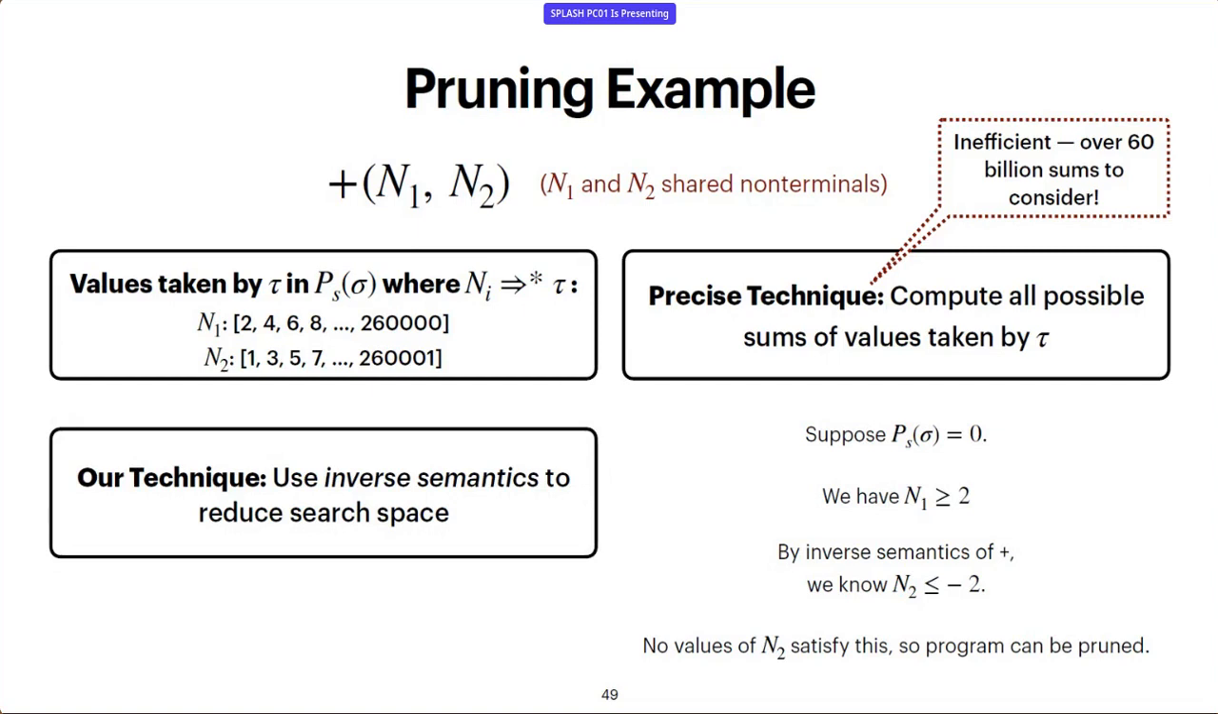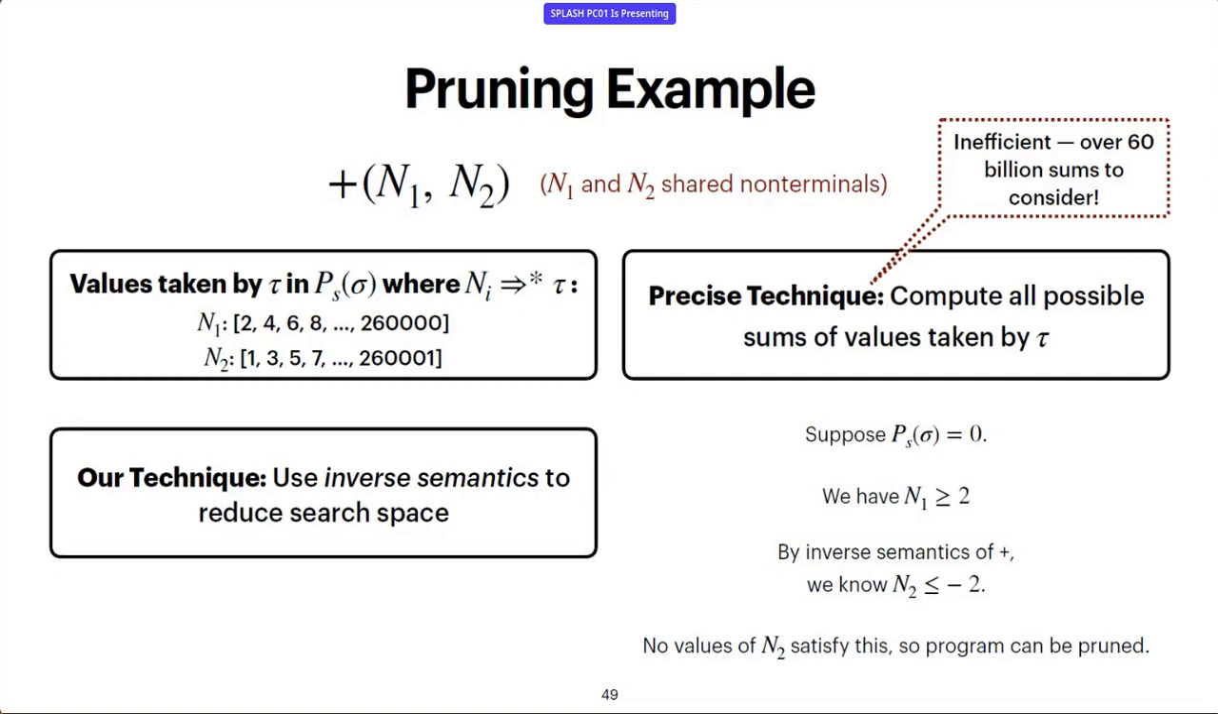So what do I mean by this? On the right, you can see a simple example walking through how this would work. Suppose that for some input sigma, we know that our source program produces the output 0. By looking at the list of values for n1, we can see that they are all greater than or equal to 2. Using the inverse semantics of our sum or plus operator, we know that n2 therefore must be less than or equal to -2. We can quickly see that none of the values in n2 actually satisfy this constraint, and therefore we can prune the program without having to consider all 60 billion sums.